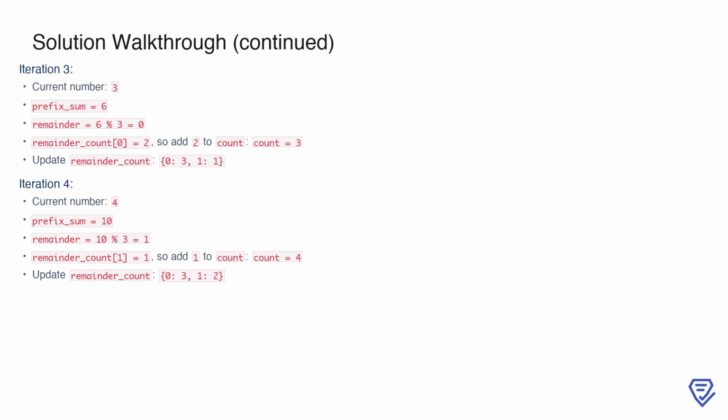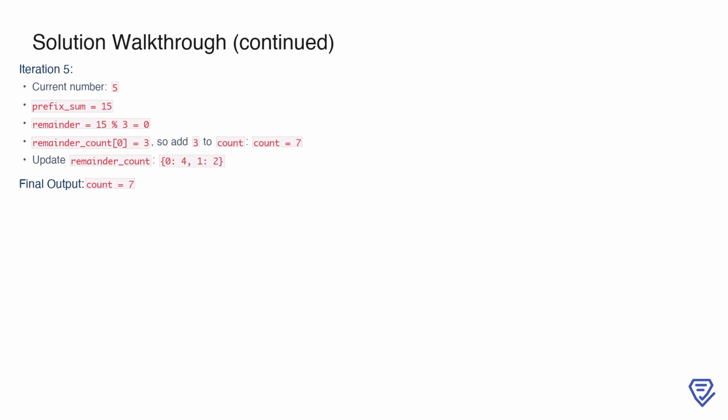For the fourth number, 4, prefix_sum becomes 10. The remainder when 10 is divided by 3 is 1, and remainder_count shows that this remainder has occurred once before. This indicates one subarray ending here with a sum divisible by 3. Adding 1 to count makes it 4, and we update remainder_count to 0, 3, 1, 2.